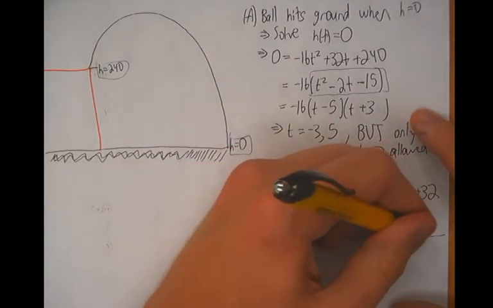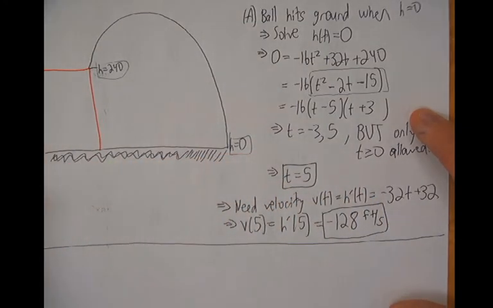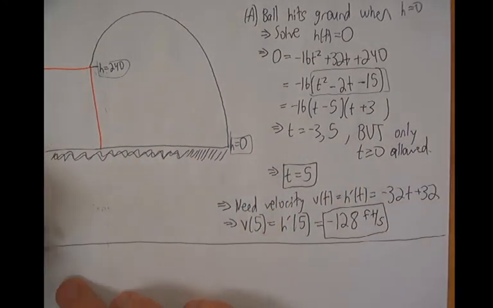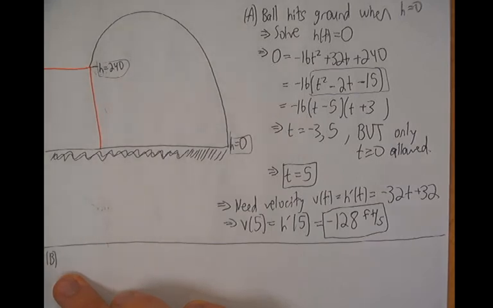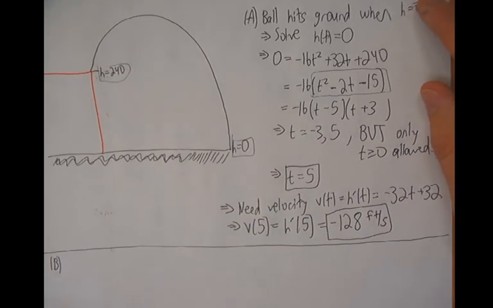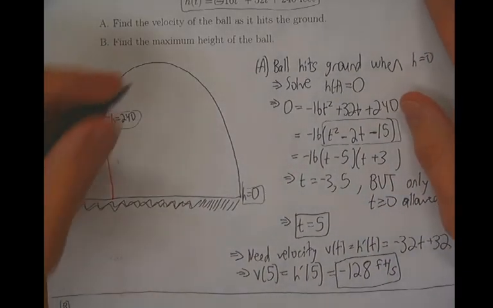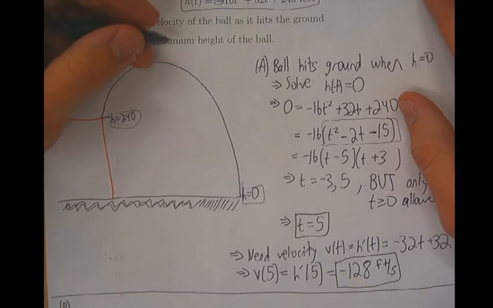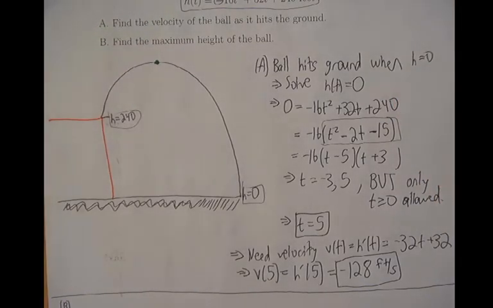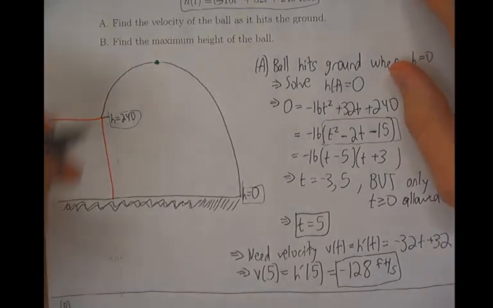Alright, so that's part A. Now part B. For part B, we need to find the maximum height of the ball. So let's take a look back at our picture here and see what's happening with this. The maximum height of the ball looks like it's going to correspond to right here, right? So let's draw a tangent line around that point and see what happens.